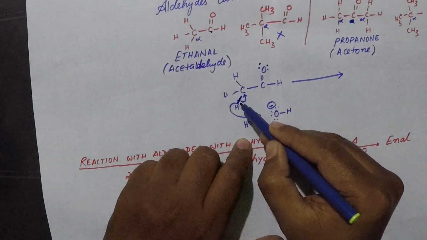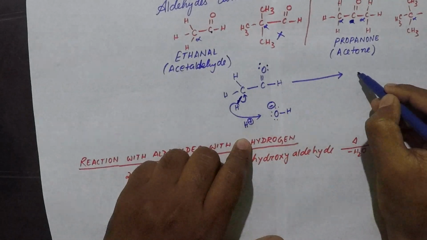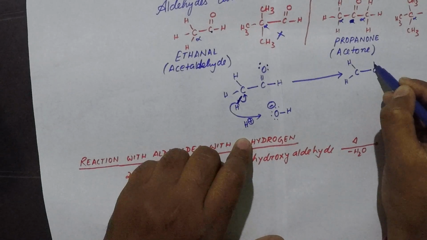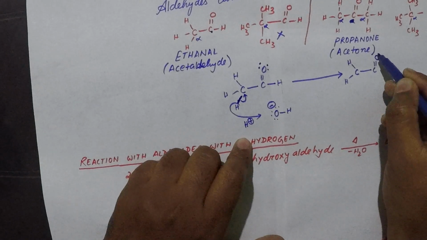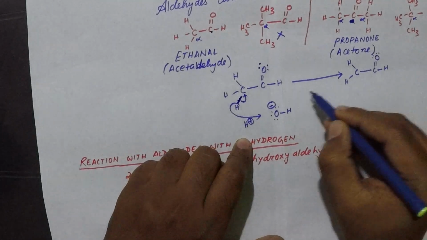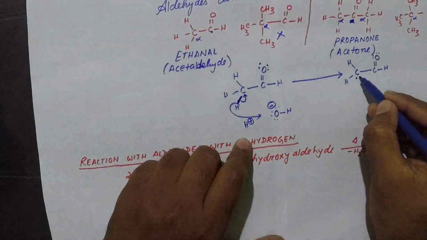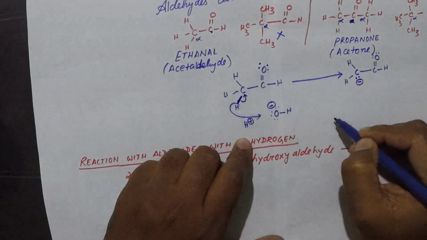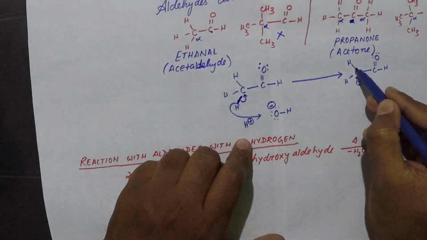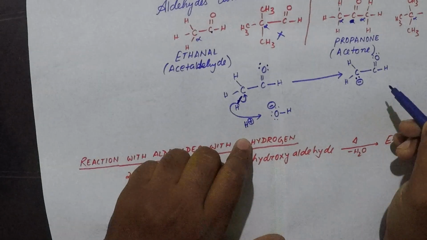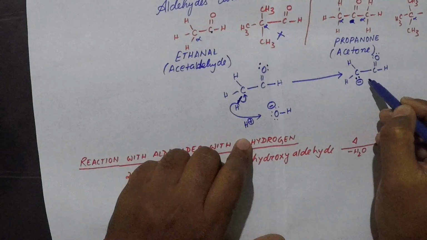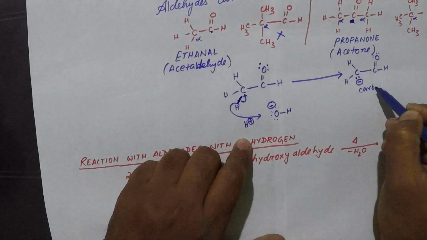Now you see what will happen after donating the H plus. What will remain? CH2, next C double bond O, and H, with 2 lone pairs on oxygen. As both the electrons are coming to this carbon, we get an ion. This is a carbon with a negative charge. Carbon bonded to 3 single bonds and having one lone pair of electrons is negatively charged. This is the structure of a carbanion.